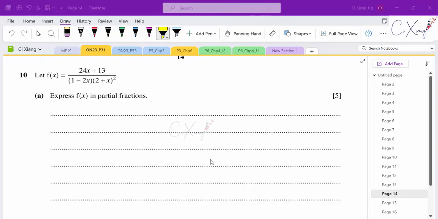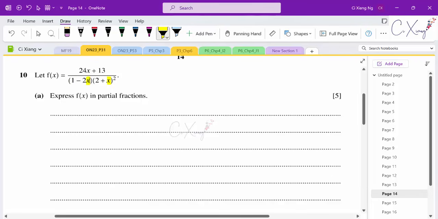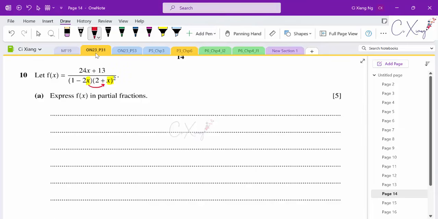Okay, so question number 10. We are given a function f(x) and they want us to express f(x) in partial fractions. Alright, so let's have a look at our denominator first. For my denominator, I'm having x and also x squared. So when you multiply x with x squared, you're having x power 3, right? So x power 3 means the degree equals 3.